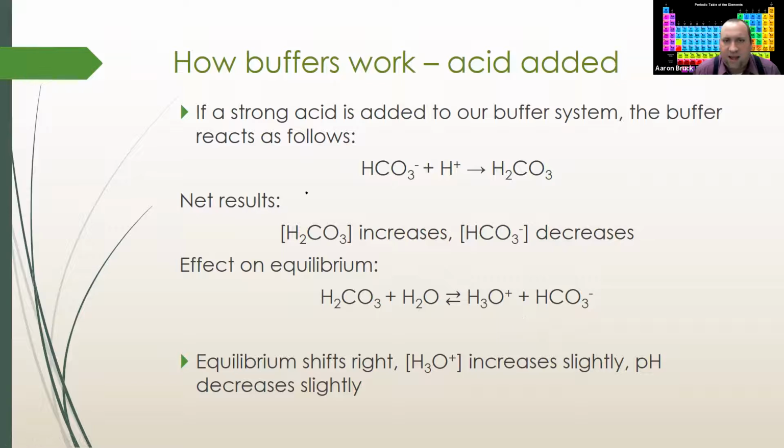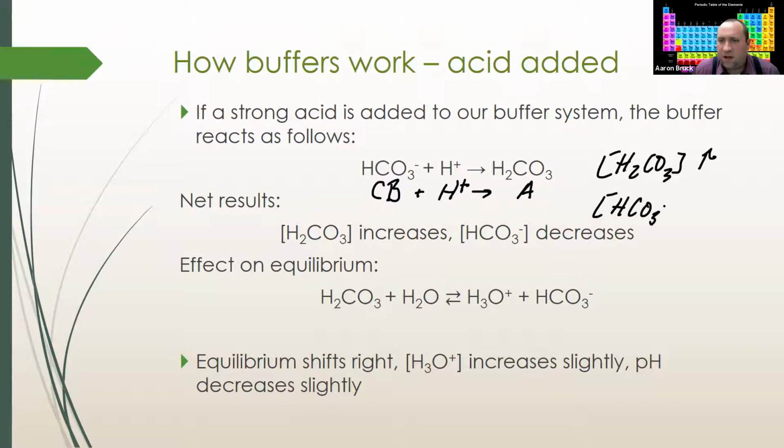When an acid is added, that conjugate base reacts with the H+ to turn back into the acid. And so all that has happened is that the concentration of the carbonic acid has increased, whereas the concentration of the bicarbonate ion has decreased. We haven't seen a really drastic change in hydronium or hydroxide, so the pH is going to be relatively well regulated.